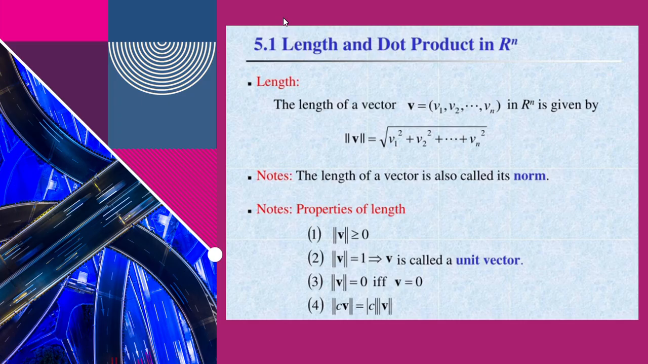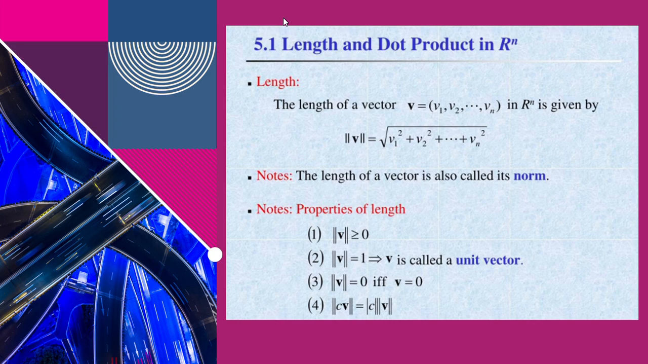This is very similar to the Pythagorean theorem you learned in grade 8 math, where we square two sides of a right triangle to get the hypotenuse. Another name for length is norm. And there are 4 important rules about length.